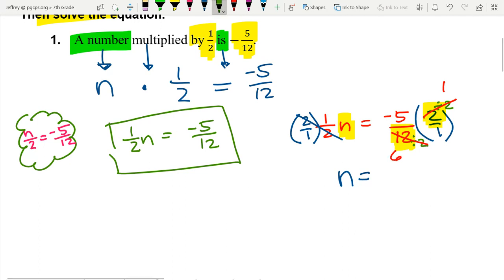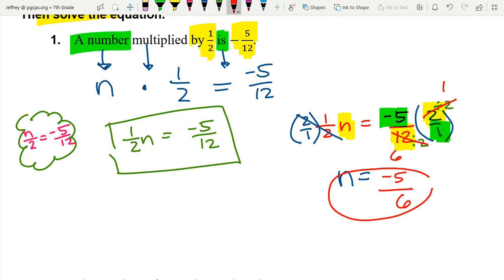Now let's simplify, because we can't do anything with 5 and 1 because there's no common factor aside from 1 that we can divide evenly into -5 and 1. So now -5 times 1 would be -5 over 6 times 1 is 6. So our answer is -5/6.